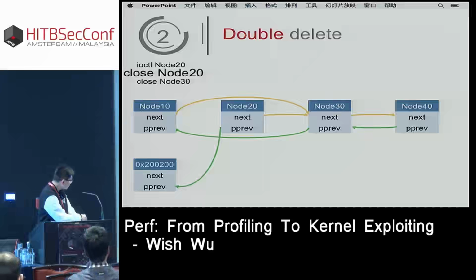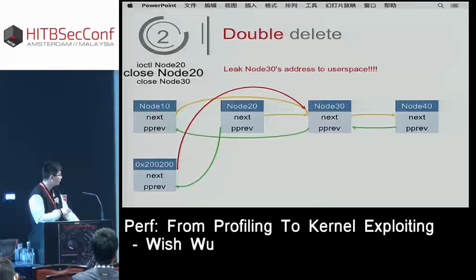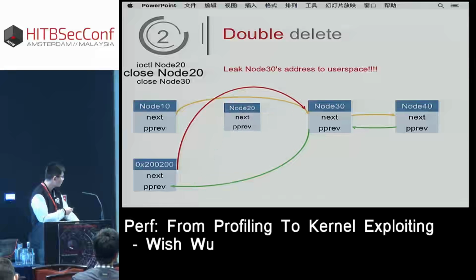The program will go along the node 20's pprev pointer to find the memory in 200, then treat the memory in 200 as a node. Then write node 30's address to 200. It leaks the node 30's address to user space. That is an info leak.